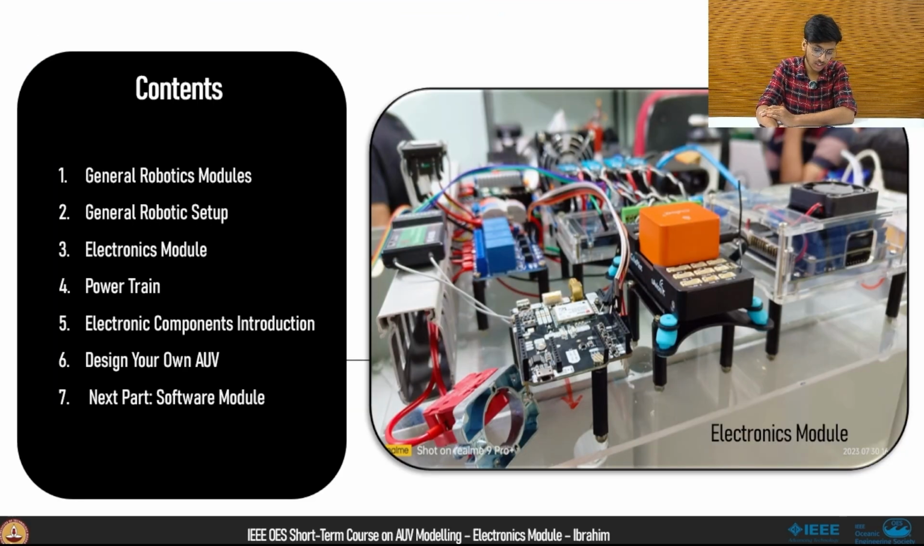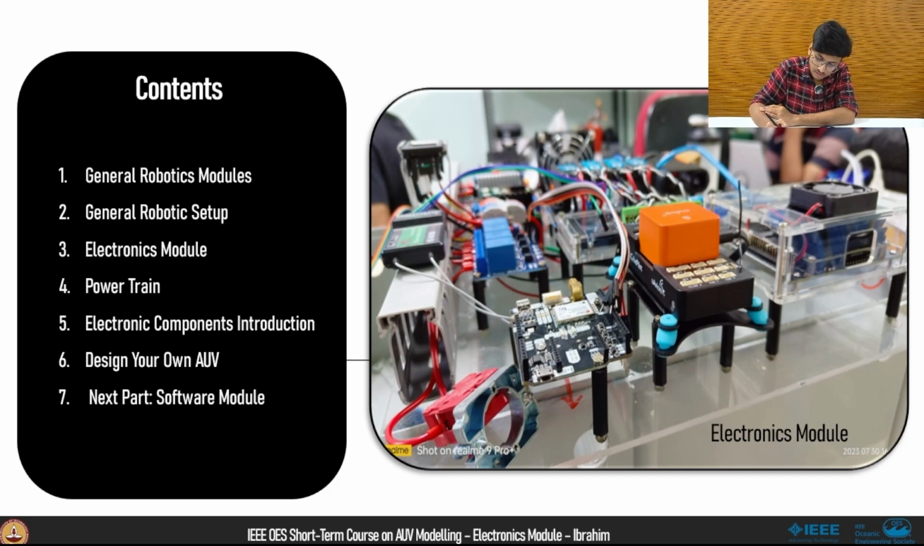So let's first discuss the content of today's presentation. Initially, we will be talking about the general robotics module. Then we will be talking about the general robotics setup. Then we will come to the main topic of today, that is the electronic module. And then we will discuss one of the main components of the electronic module, that is the powertrain. Then I will also show you some of the basic robotic sensors. And finally, from the knowledge that we have gained throughout the course, we will try to implement and design an electronic setup with proper powertrain and signal transmission for an AUV.